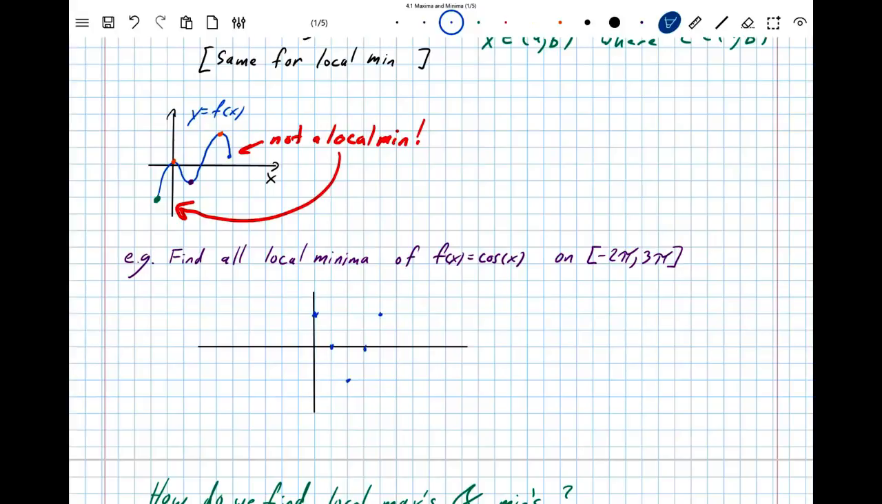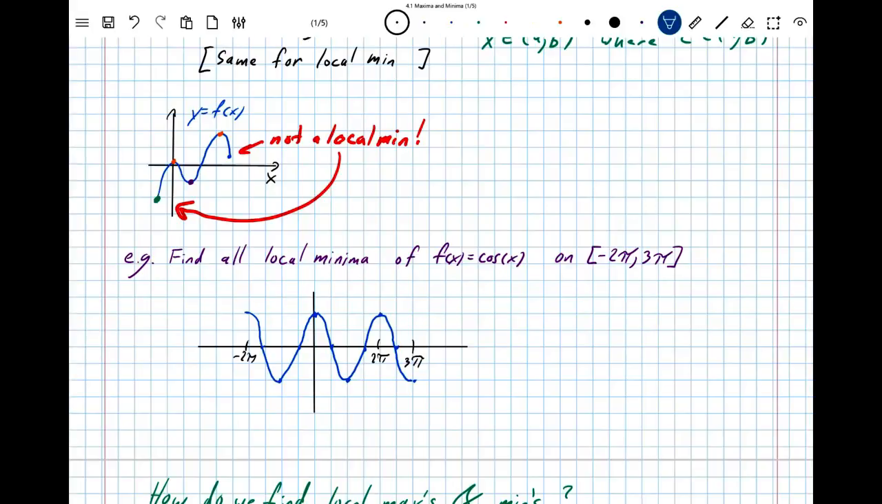All right, there's my sketch. The period of cosine is 2 pi, negative 2 pi. So this should be 3 pi right here.